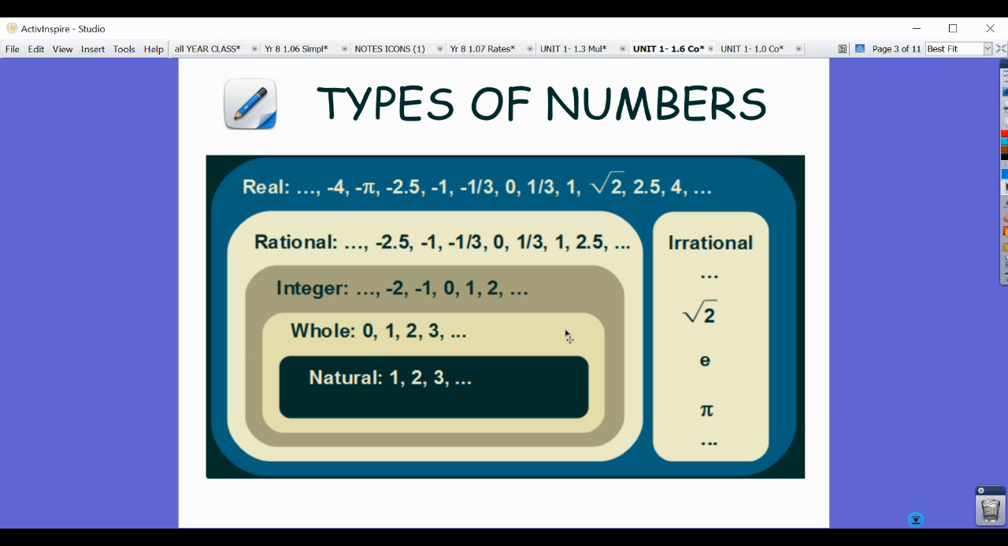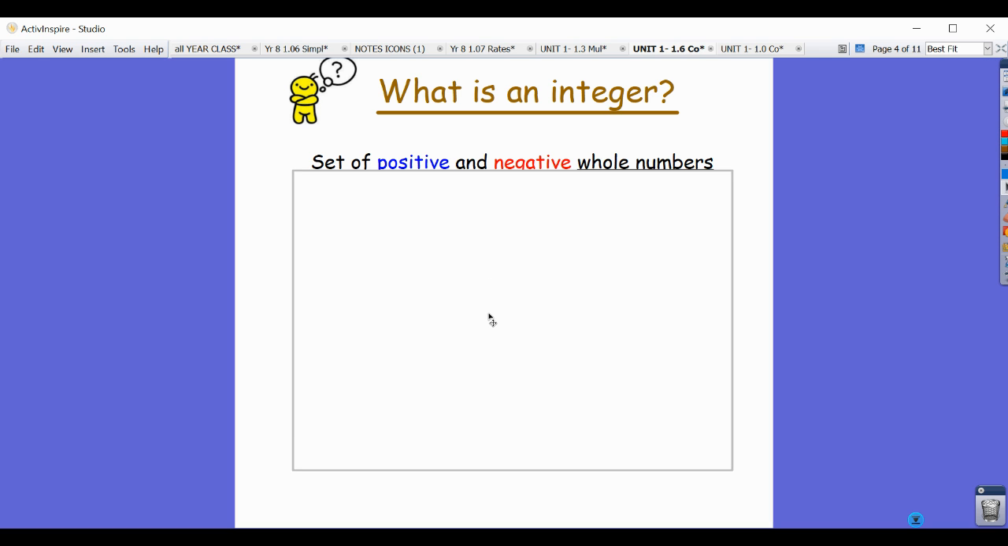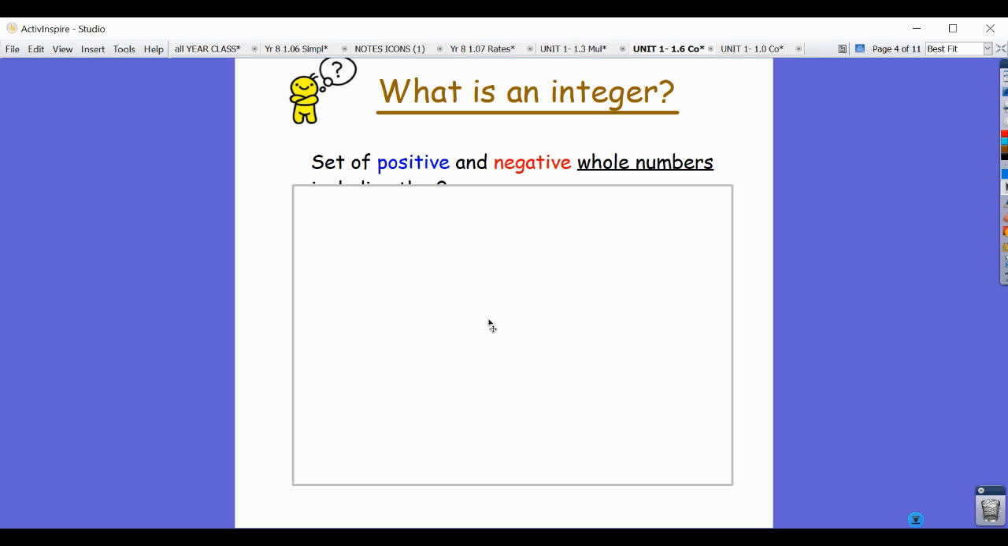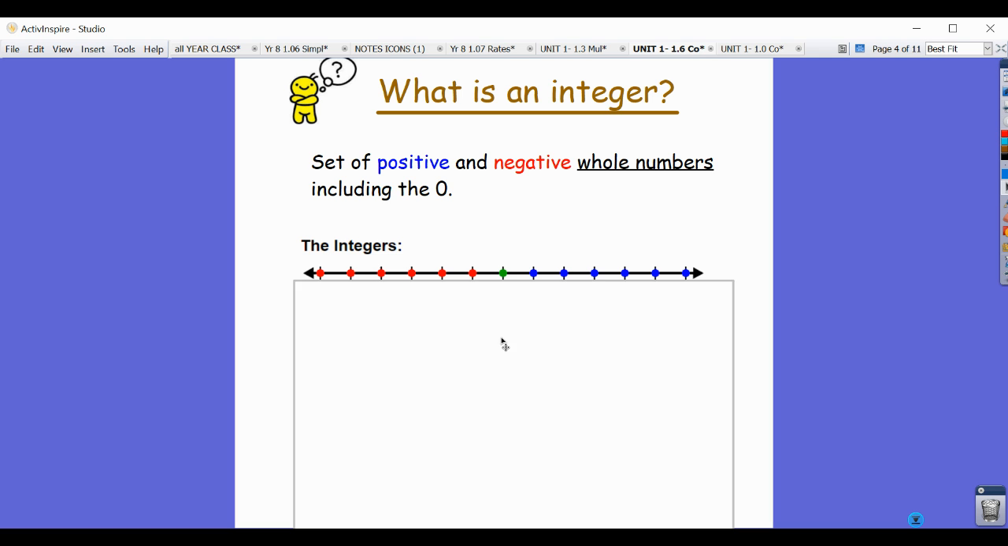Then we are going to concentrate today on the integer realm, okay, integers. What is an integer? An integer is nothing but a set of positive and negative whole numbers, very important, including the zero, okay? All your positive, all your negative, but whole numbers, they cannot be a fraction or a decimal.